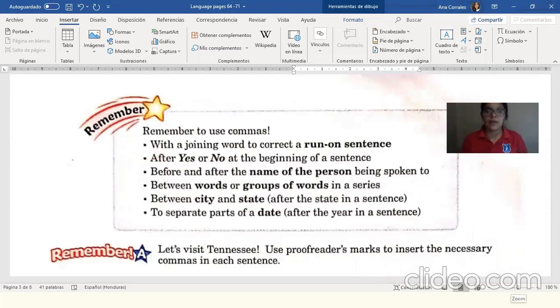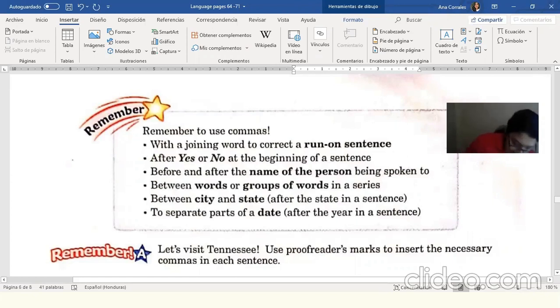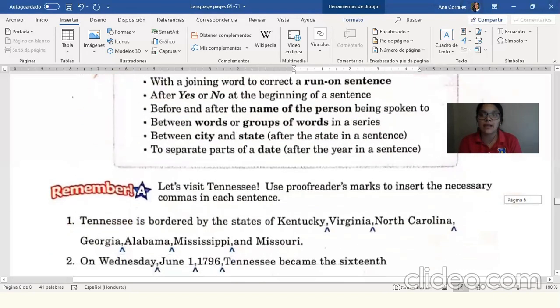Okay, remember to use commas. Next page. We almost finished. Next page. With a joining word to correct a run-on sentence, after yes or no at the beginning of a sentence, before and after the name of the person being spoken to, between words or a group of words in a series, between cities and state, to separate part of a date, after the year in a sentence. That's what we're talking about. Esto es lo que estábamos hablando.